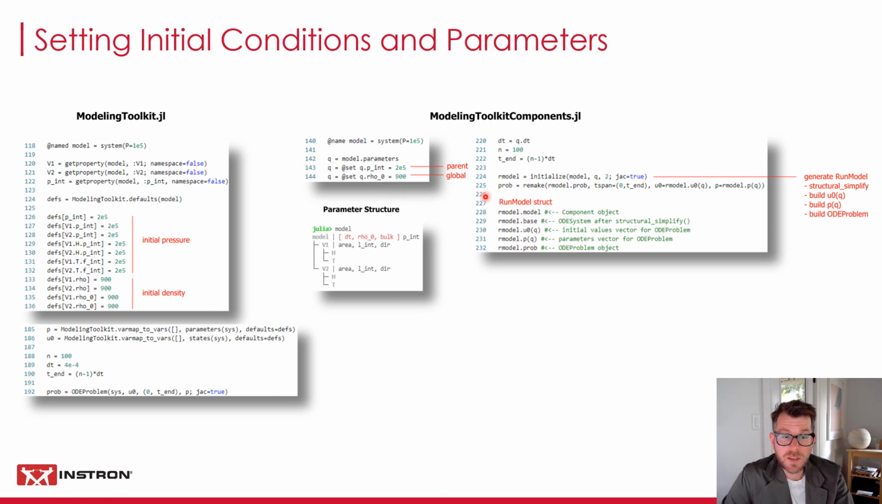When calling the initialize function, we get a run model object which contains helper functions, u0 and p, which can set the initial values and parameters from the parameter structure. So we also get the simplified system and the ODE problem. As you can see here, we're able to remake the problem with new initial values and parameters in one line of code by feeding the parameter structure.